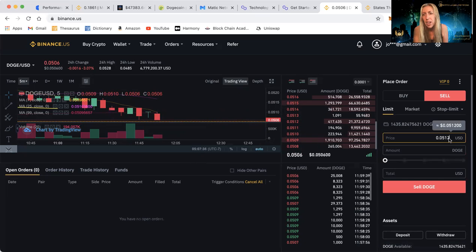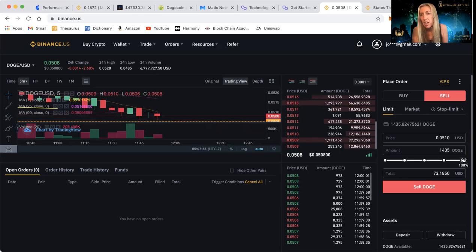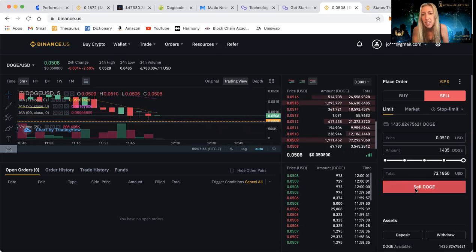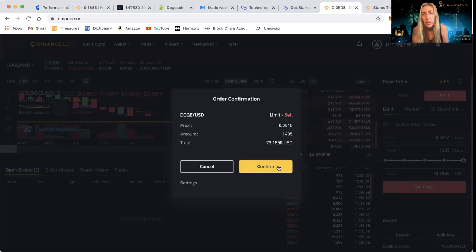Let's go 510. See if that's going to, or 509. Let's see, 508. Let's go 510. Should we go 511? No, we're going to go 510, and then we're going to go to our Doge amount. We're going to click back over here. We're going to get 73. Still, we're talking about, I don't know, 50 cents here. Sell the Doge. Confirm. You can see it here.